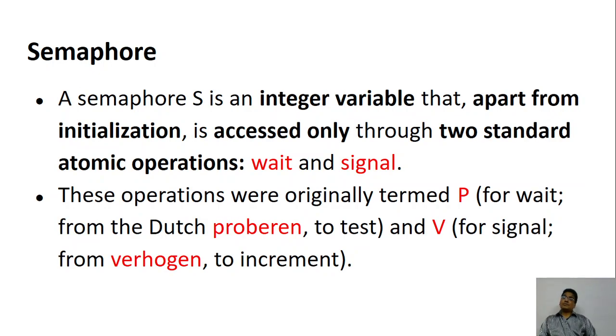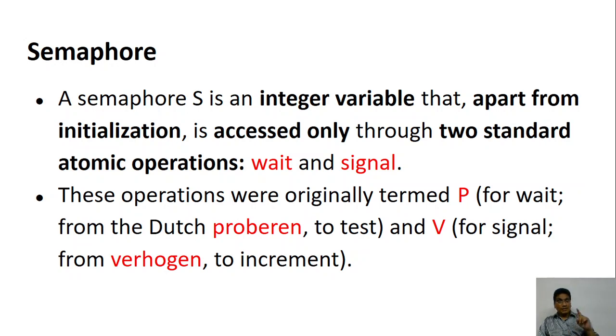So what is a semaphore? A semaphore is an integer variable. Remember that it is just an integer variable. Apart from the initialization, its value can be changed using two atomic operations, and these operations are wait and signal. So there are only two operations that can be performed on this integer variable. One is wait, the other one is signal. And remember, these are atomic operations.